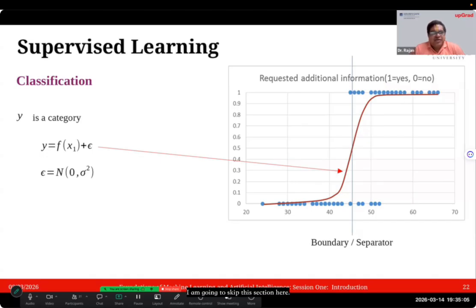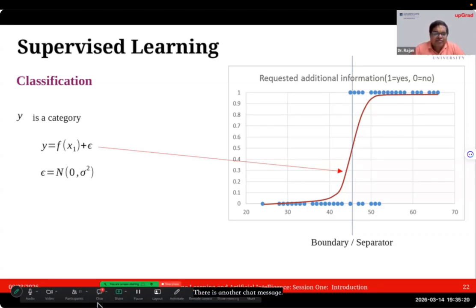I'm going to skip this section here. This is for prediction. This is for classification. Here is an example of what is called a binary classification. We will talk in detail about it when we get there.